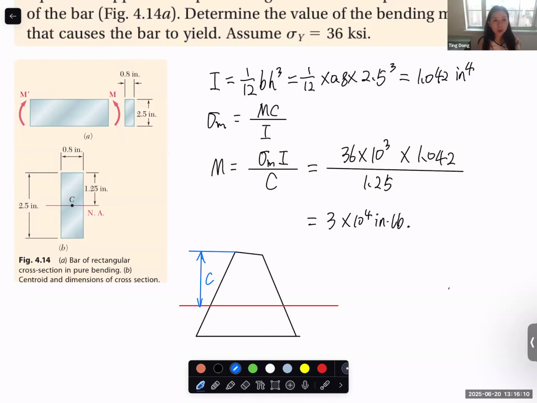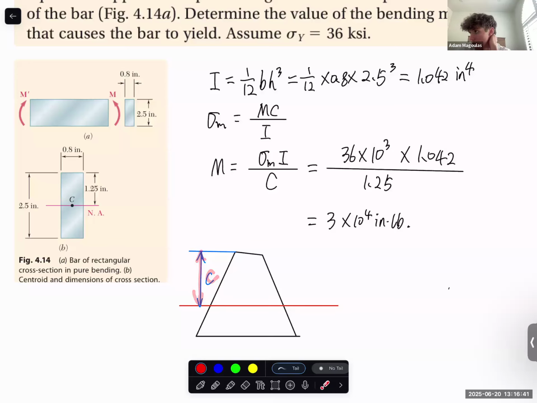As I said, for circular or rectangular cross section, it's very easy. We know that the path through the middle point is the centroid, the centroid is on the neutral surface, and the line is the neutral surface. But for other, more complicated shapes, you need to find the centroid first, and then this line becomes the neutral surface. Now the maximum distance should be this one.